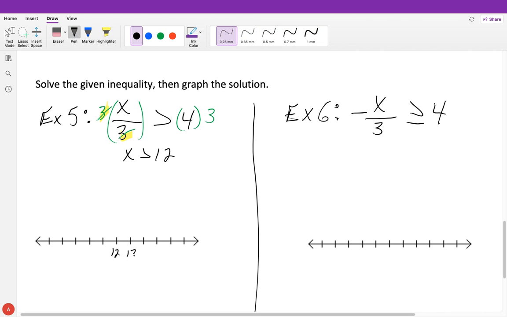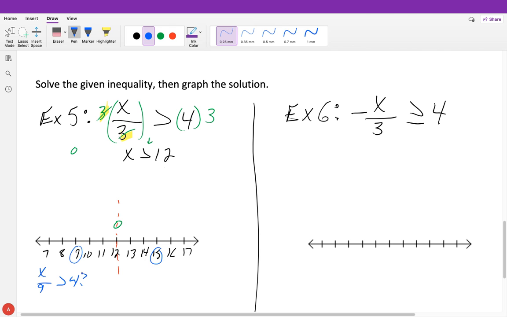So I'm going to fill in my number line: 12, 13, 14, 15, 16, 17, 11, 10, 9, 8, 7. Now I look and say, okay, it's at 12. It is just greater than, so it's going to be an open circle at 12. And now it splits my graph into 2 separate regions. Since it's being divided by 3, it's smarter for me to pick numbers that are divisible by 3. So I'm going to pick 15 and I'm going to pick 9, because both of those are divisible by 3.